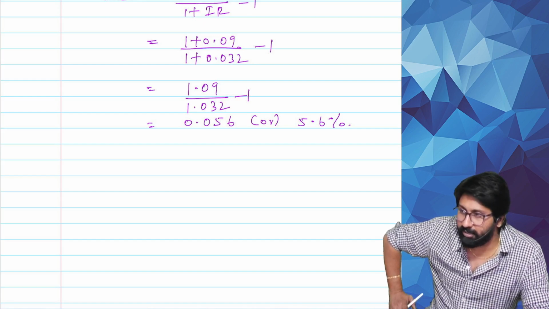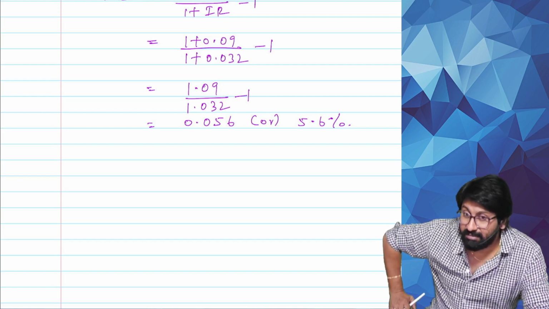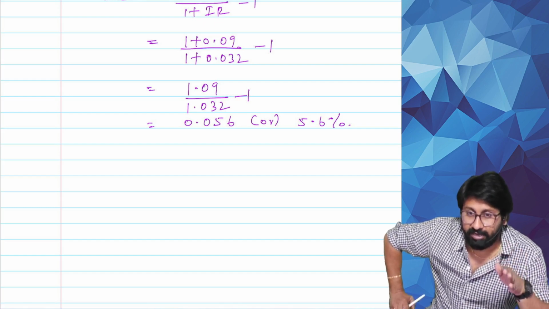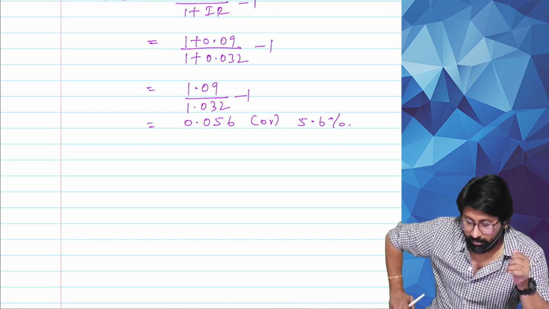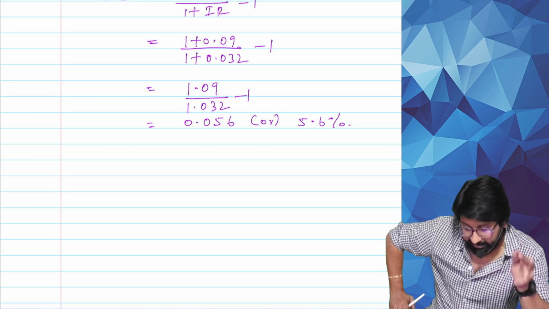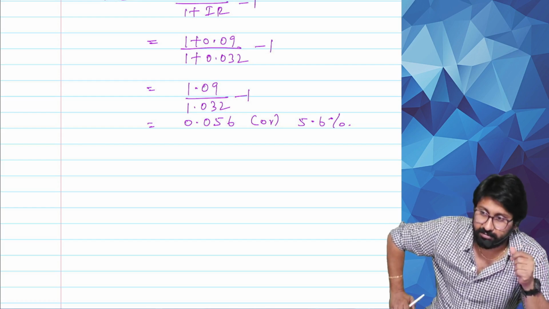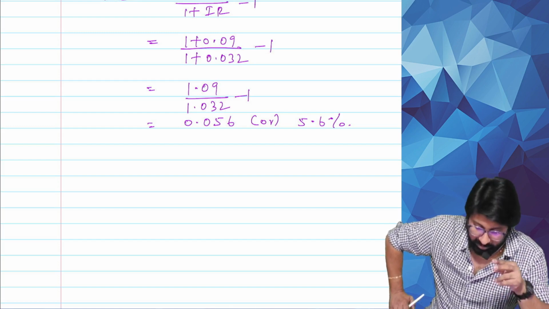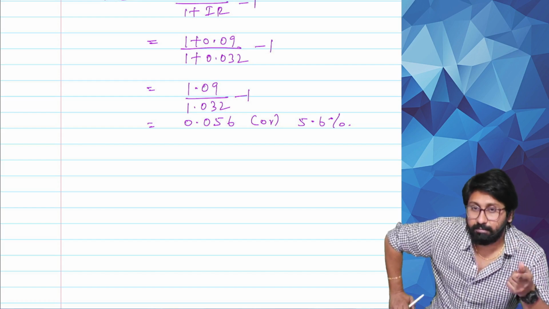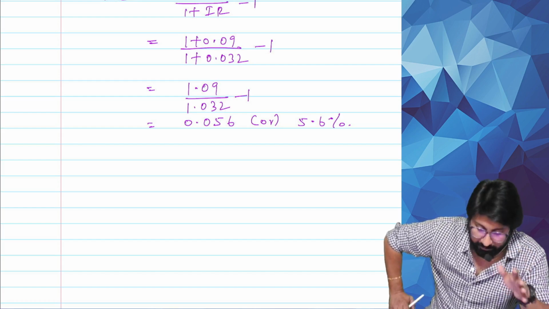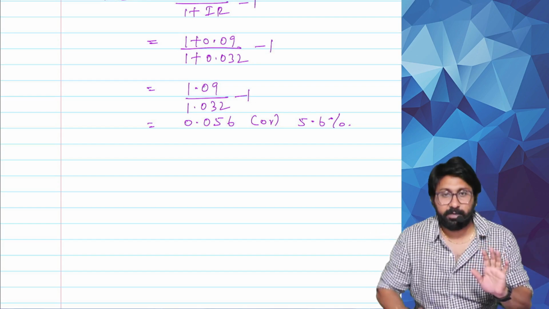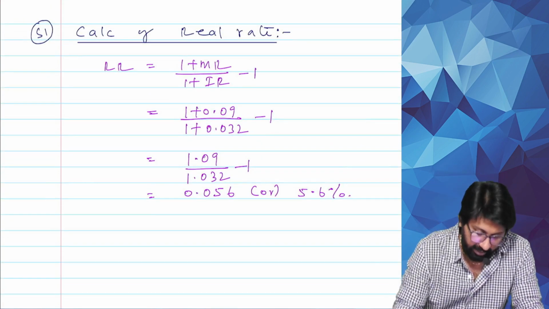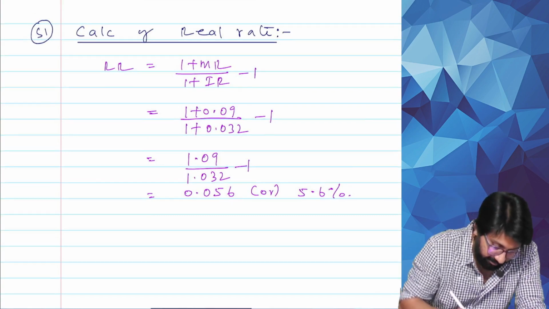Done calculation up to here. Tell me, what is this percentage? Real rate. Real rate is how much? 5.6. Next, inflation rate is how much? 3.2. Next, what is the money rate? 9%. Okay, so this is the answer for this particular point. Up to here, everyone understood the point clearly? Next situation. We completed step number 1.